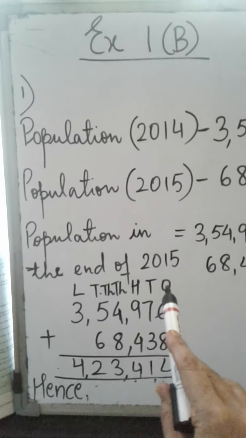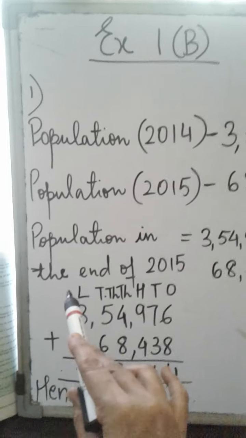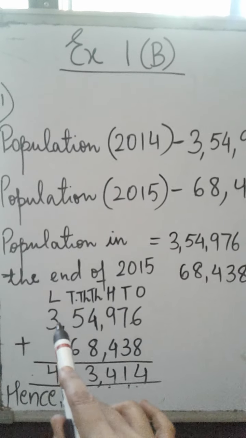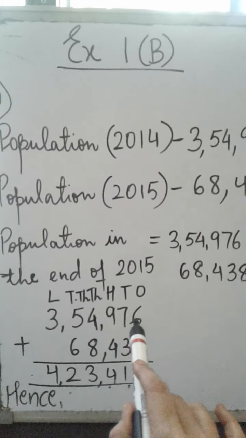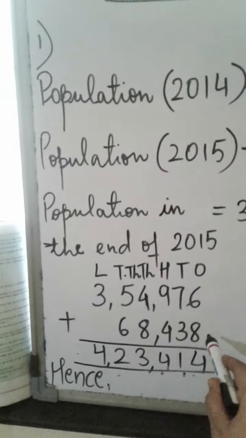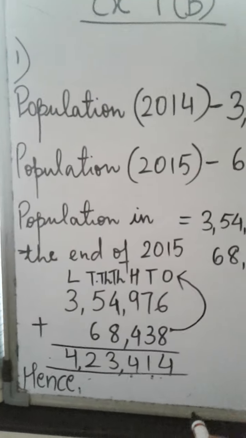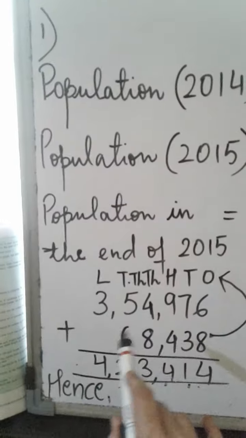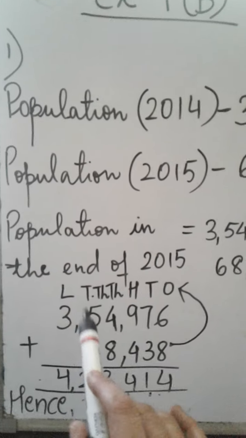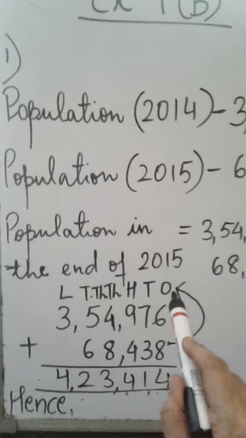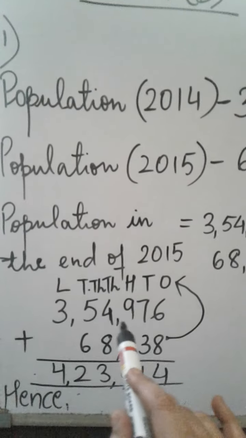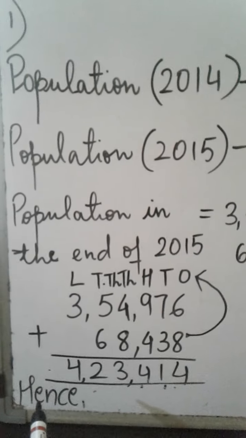So first write ones, tens, hundreds, thousands, ten thousands, lakhs, and then arrange the numbers 3,54,976 plus 68,438 according to the place value. You are not supposed to write the 68 starting from here. You cannot start from here. Arrange according to the place value only, and then add the way you are adding. You know how to add up to now. And then the final statement will be here.